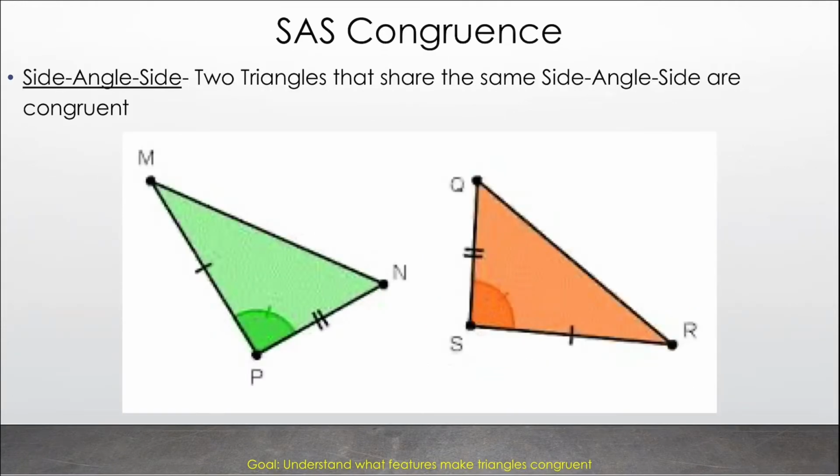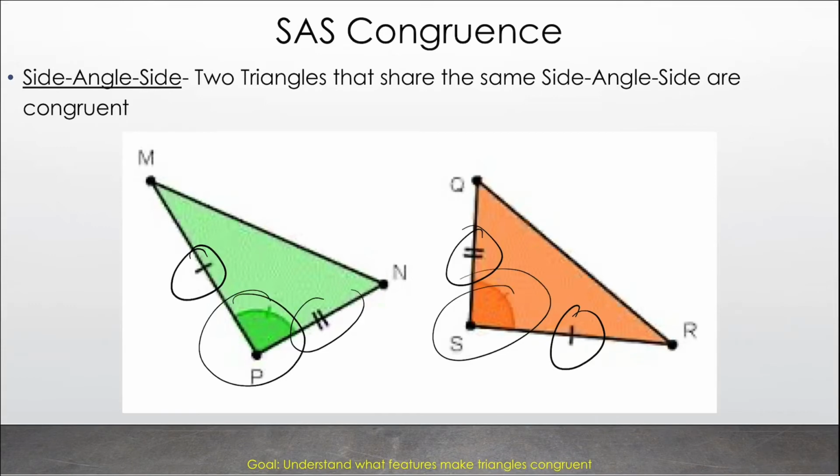Same thing with side angle side. Two triangles that share the same side angle side are congruent. So once again, if we look at this, notice I have two sides and then the angle in between. That's important. Make sure that angle is in between those two congruent sides.